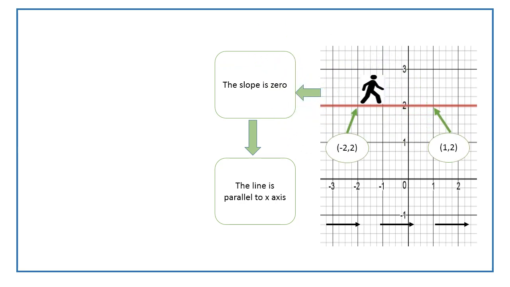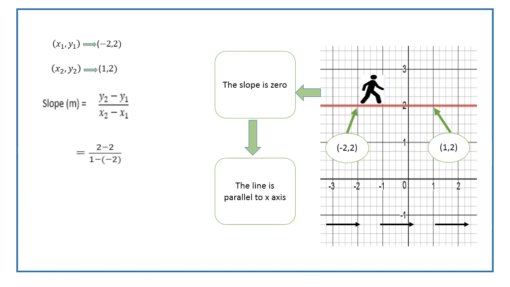The first point will equal (-2, 2), and the second point will equal (1, 2), and we can substitute in the slope equation, where we will find that slope equals (2 - 2) over (1 - (-2)), which is equal to 0 over (1 + 2), which is equal to 0. It's clear that the slope is equal to 0, as we predicted from the graph before.